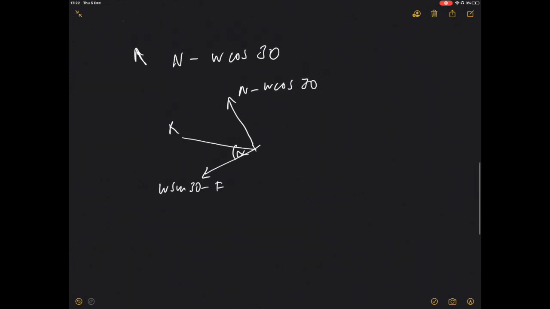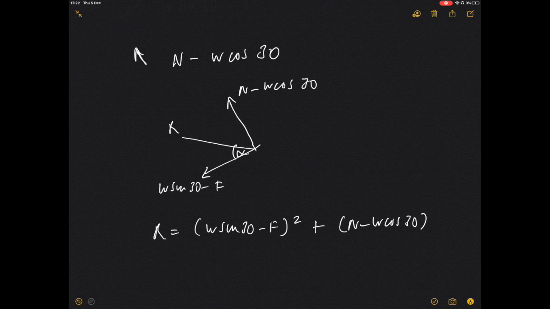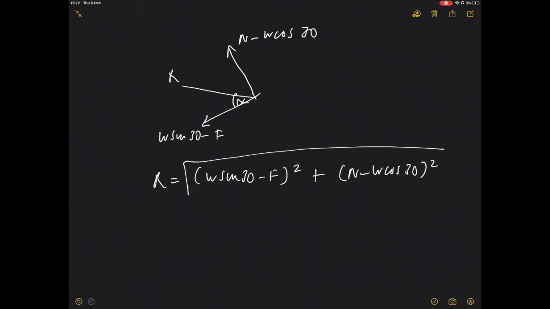Therefore, if we wanted to find out the resultant, all we need to do is find what R would equal. R is equal to W sine 30 minus F squared plus N minus W cos 30 squared, and we'd find the square root. And likewise, all we'd need to do to find the angle is find our triangle again, which is here, and use our tan. We can find from this that we have our triangle.